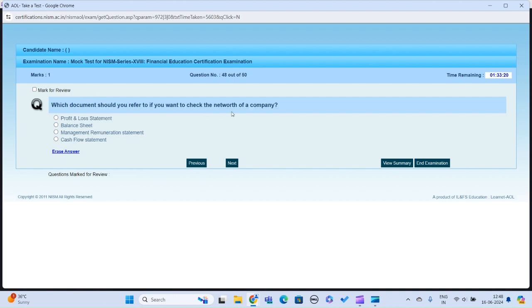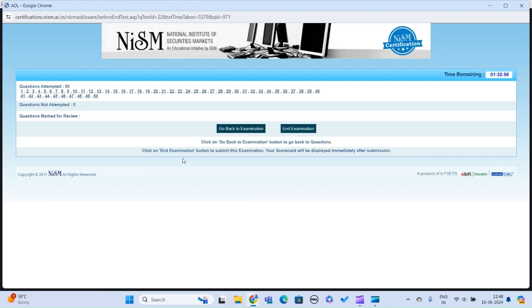Which document? This is profit and loss or balance sheet, where you have the assets and liabilities. Which is the policy? This is monetary and fiscal policy. A stockbroker is a member of a stock exchange. I'm done with that. If you want, you can go back to the exam, but I'm not going to do that. I'm just going to end the exam and see how I did. About five questions, somewhere I had a dilemma, so maybe you got to check on that.